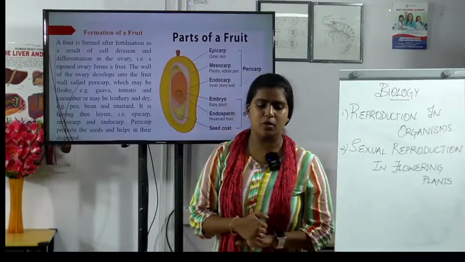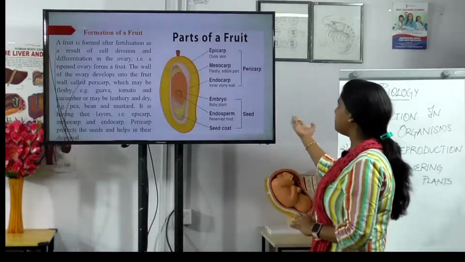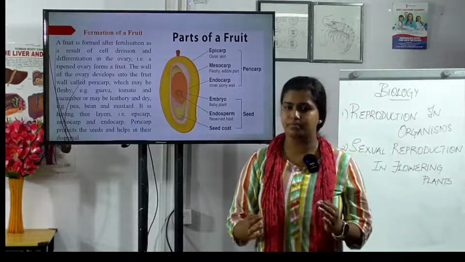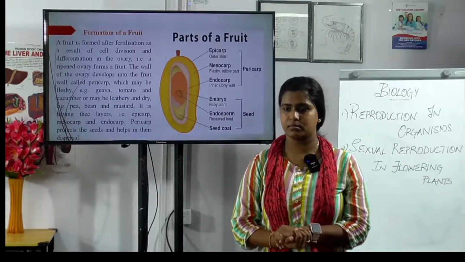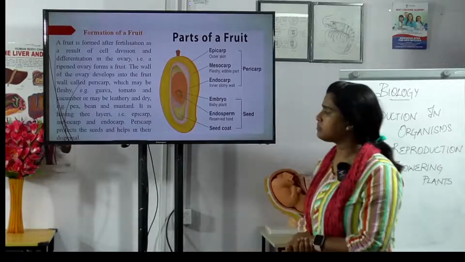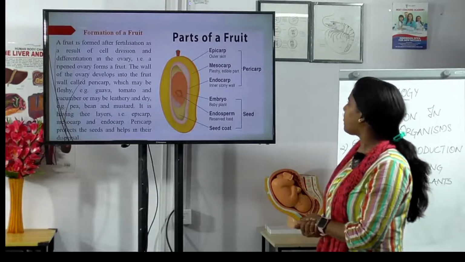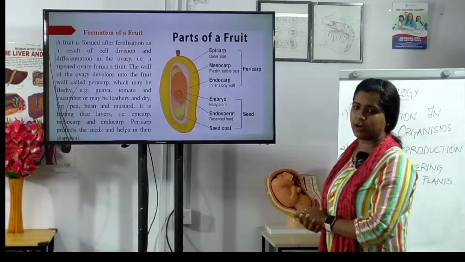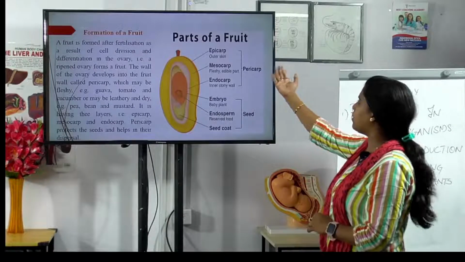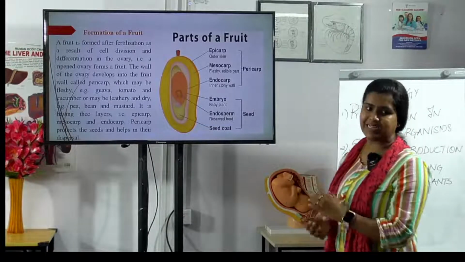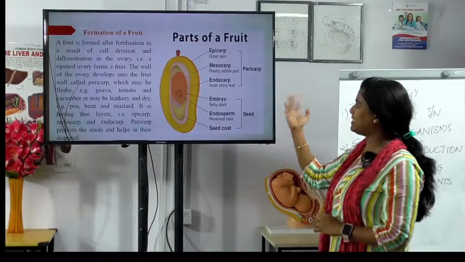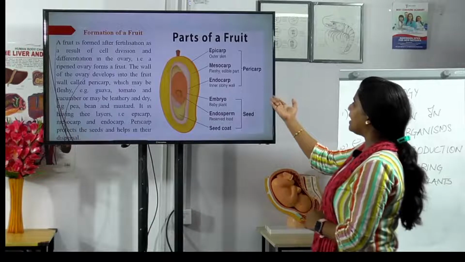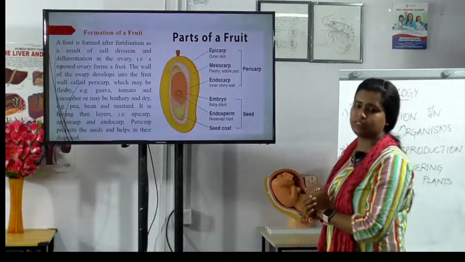Next, let us see the formation of a fruit, and these are the parts of the fruit. Tell me the layers of the fruit. How many layers? Three layers. What are they? Epicarp, mesocarp and endocarp, together known as the pericarp. It is formed after fertilization, as a result of cell division and differentiation in the ovary. The ripened ovary forms a fruit.